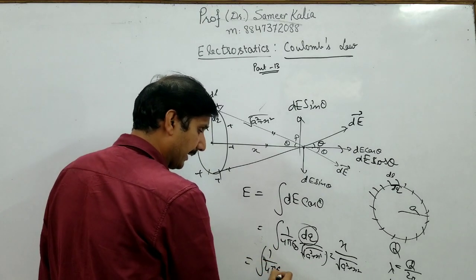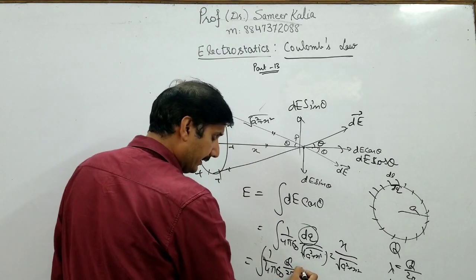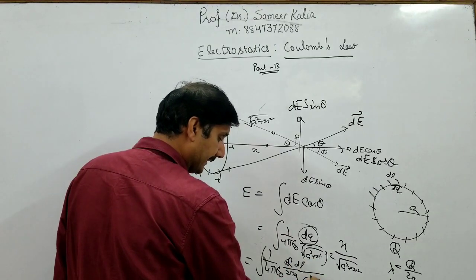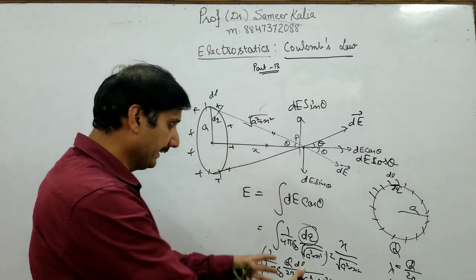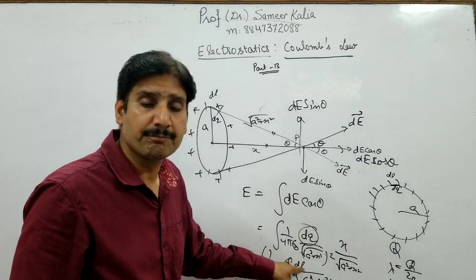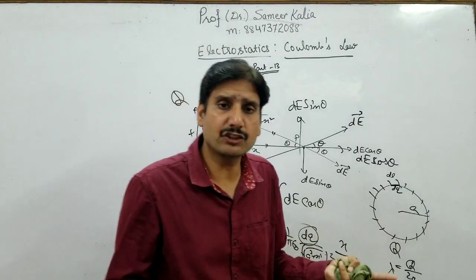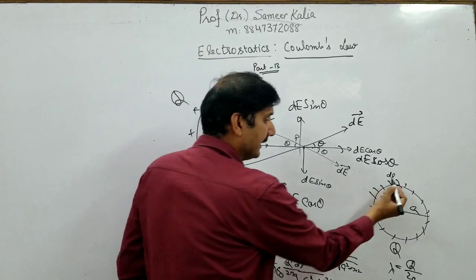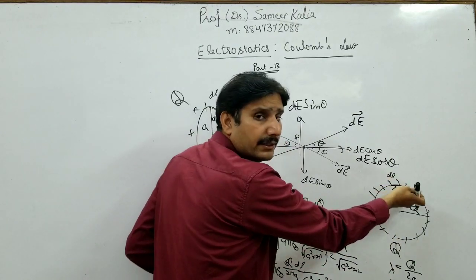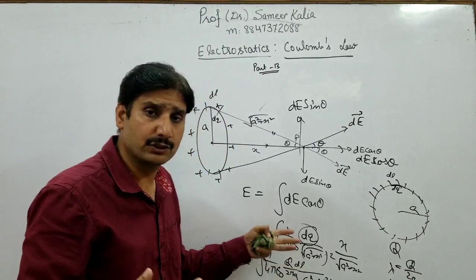1 by 4 pi epsilon naught, dq is nothing but Q divided by 2 pi a into dl, into, we have in the denominator, a square plus x square raised to power 3 by 2. Everything is constant. Take it out of the integration. The only thing remaining inside the integration is dl, and integration of dl over the complete circle is nothing but its circumference. What does that mean? Integration also means summing up. Now this is dl, this is dl, this is dl, this is dl. When you sum up all these dl's, you would get 2 pi a. So the integration of dl is 2 pi a.